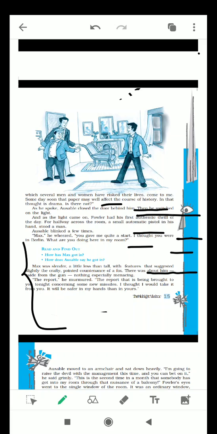In the next portion of the chapter, we would see how Oswald managed to get out of the spy agent named Max with the utilization of his presence of mind.